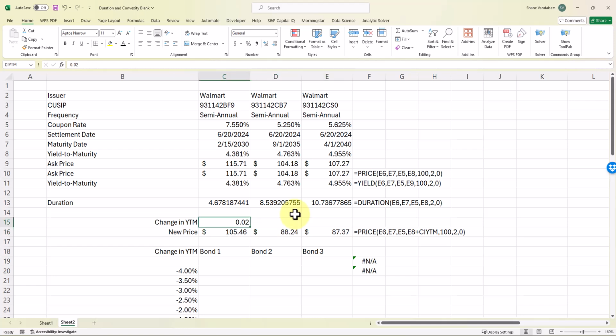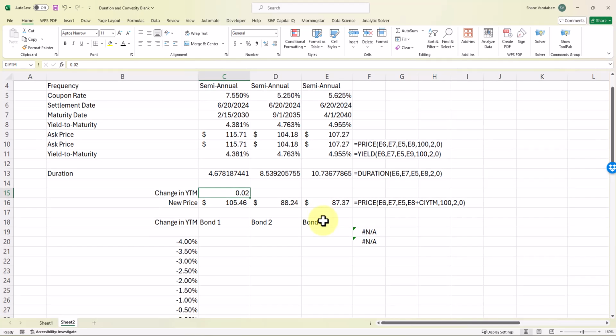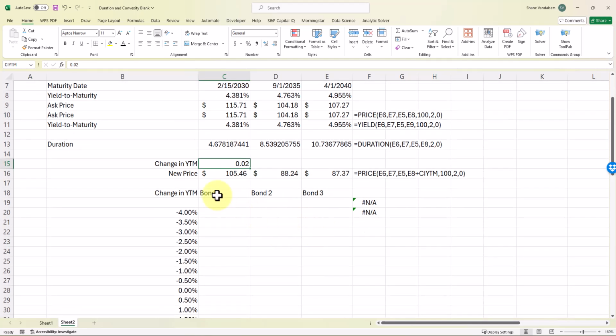And as interest rates or the yield to maturity increases for a bond, the value of that bond is going to decrease. So let's go ahead and fill in. We're going to make a data table here, and then we're going to graph our answers. So I'm going to set bond 1, bond 2, and bond 3 equal to the values that we have in row 16 that incorporate that change in the yield to maturity.